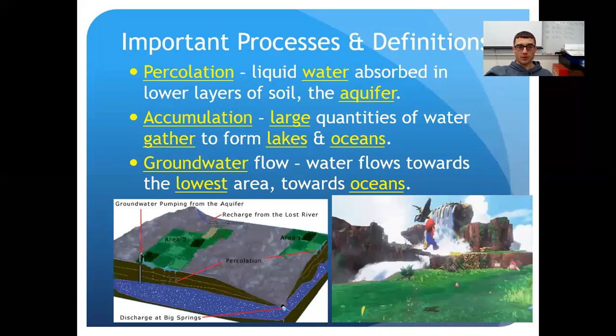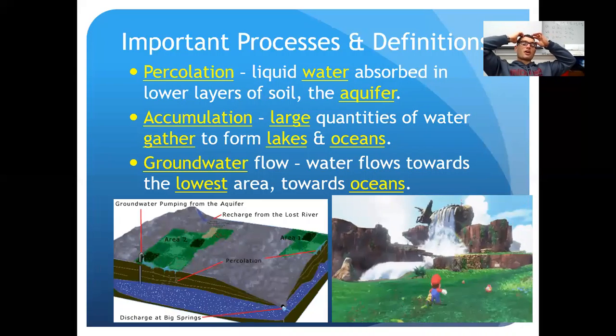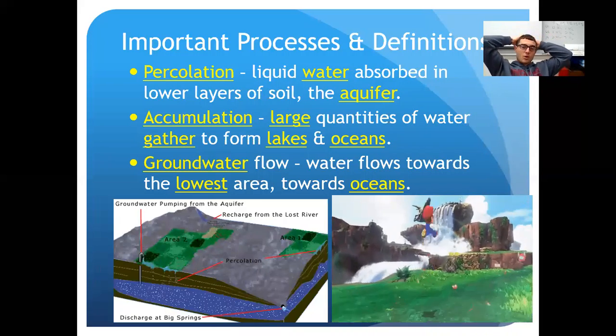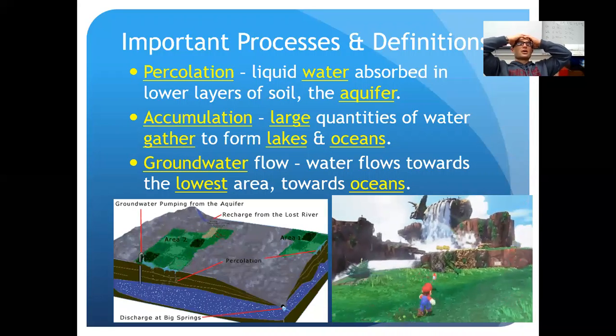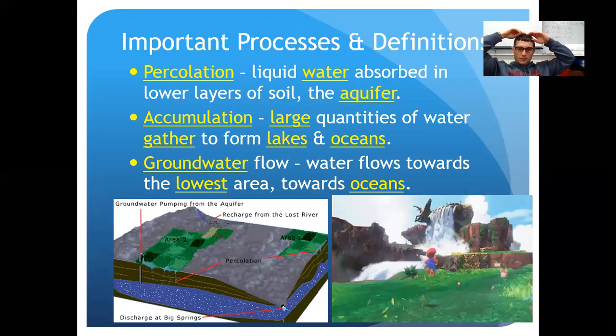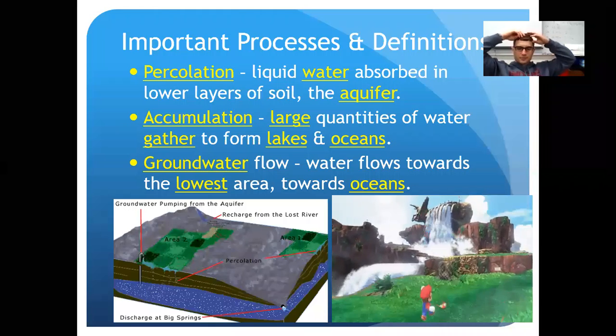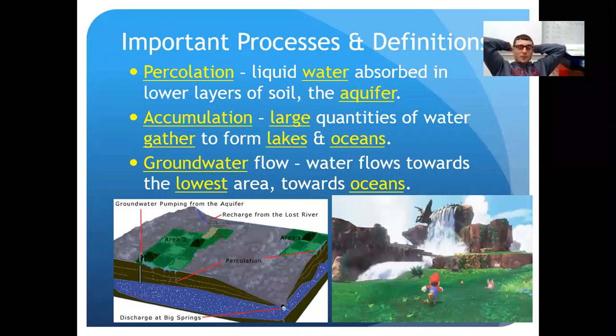We watched our tree video already. I think that's one more, guys. This is the last one of the day. We have percolation, accumulation, and groundwater flow. So basically what I wanted you guys to finish today was the different water processes. Okay, so we have percolation, guys.